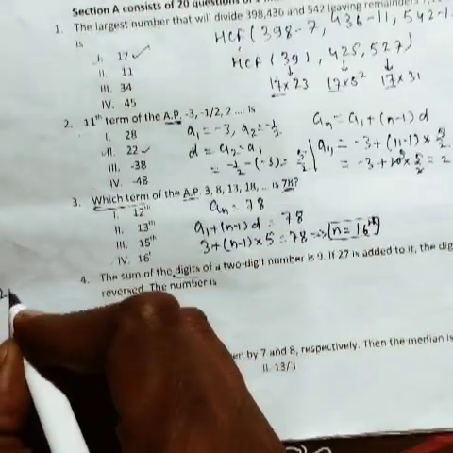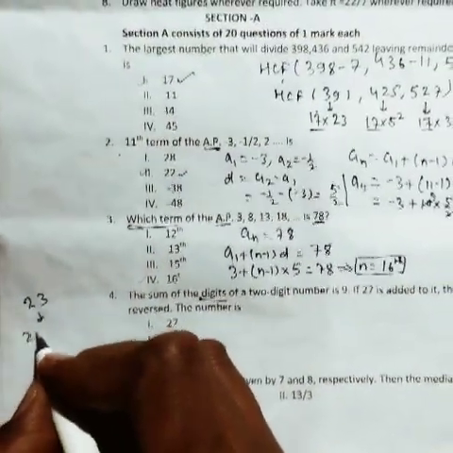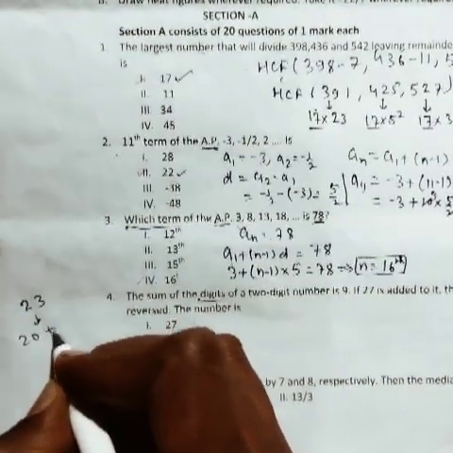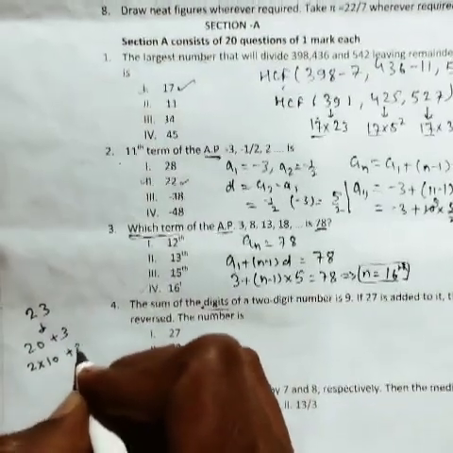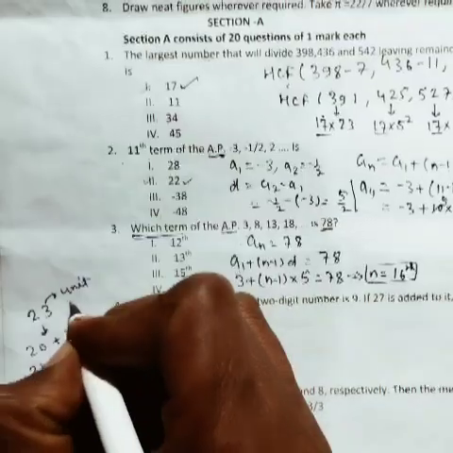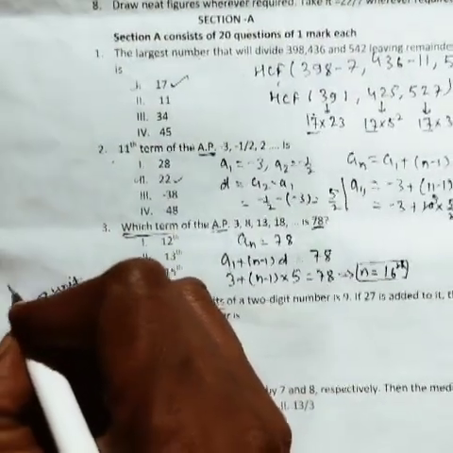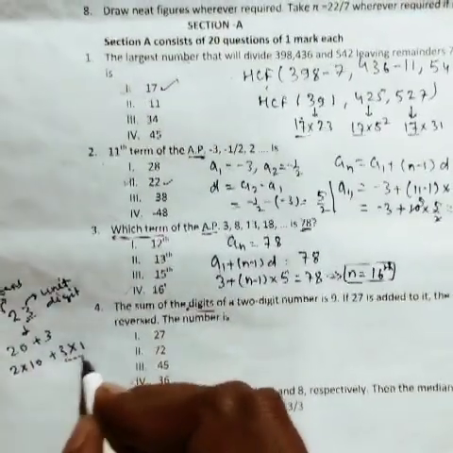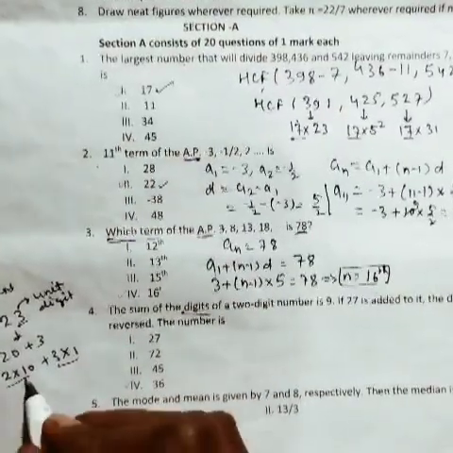Let us suppose we are talking about 23. The 23 can be expressed as 20 plus 3, and 20 can be expressed as 2 into 10, plus 3 into 1. Here 3 is the unit digit and 2 is the tens digit. So the unit digit is multiplied by 1 and the tens digit is multiplied by 10.